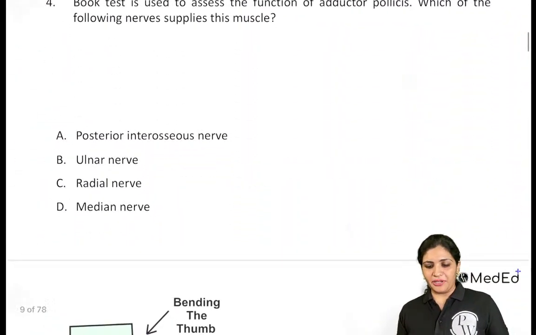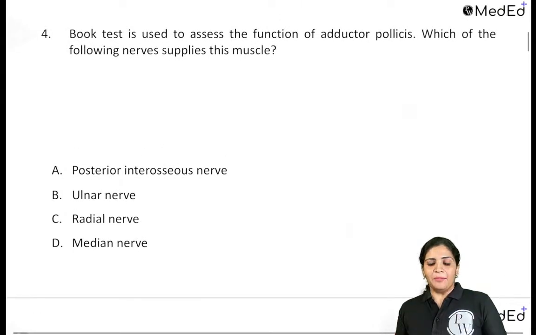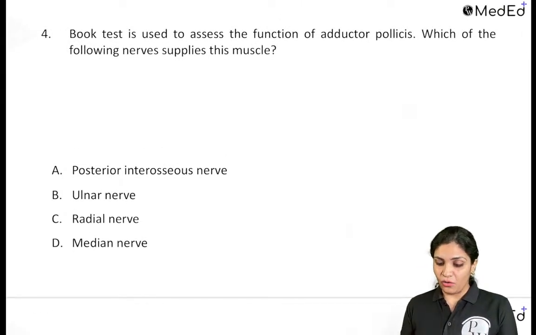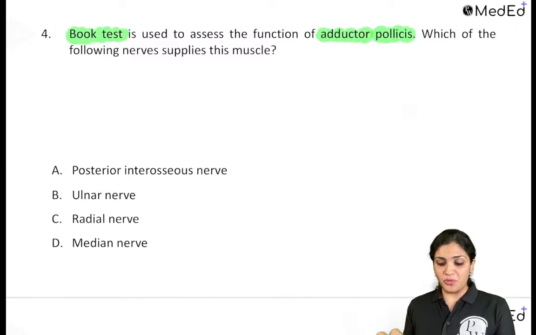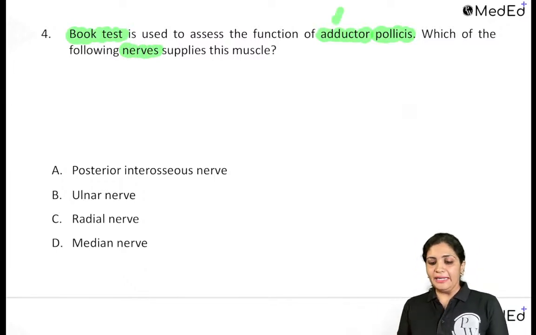So this is again an important nerve injury, right? Book test is used to assess the function of the... So here they're asking about the book test. They are only telling that it is a function of adductor pollicis. So the question is, which of the following nerves supplies this muscle? So what nerve supplies the adductor pollicis?